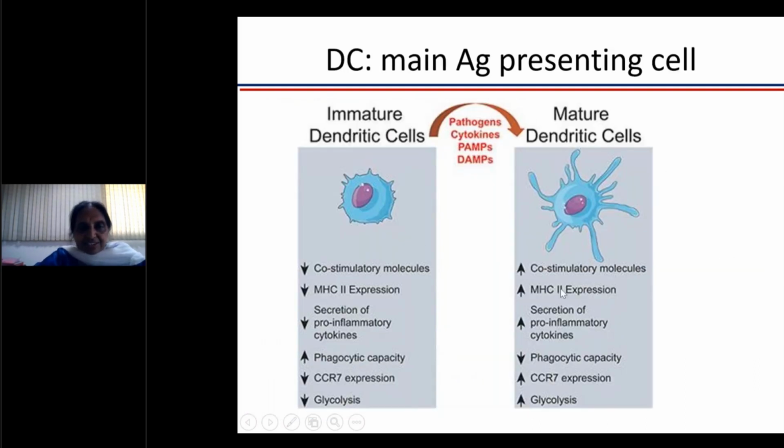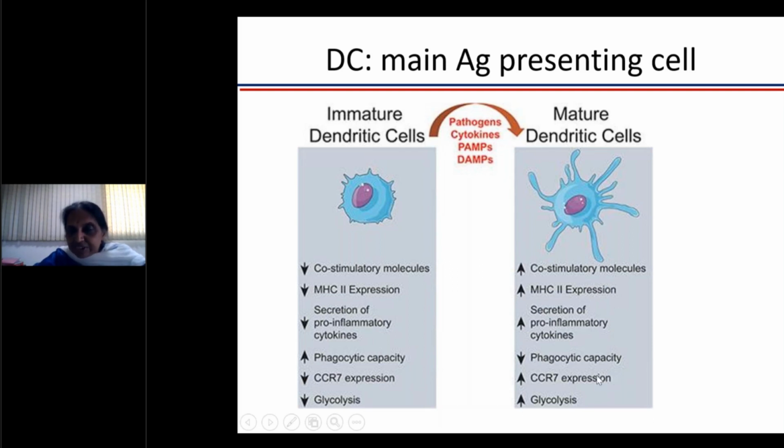So as I said, just to recapitulate, a mature dendritic cell has a high amount of co-stimulatory molecules. It has a high expression of class 2. It produces a lot more pro-inflammatory cytokines. It has a lower phagocytic capacity. It has a high CCR7 expression.